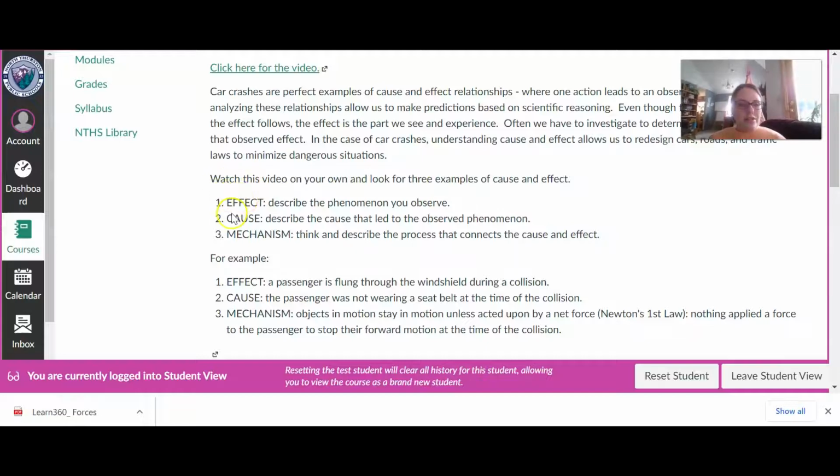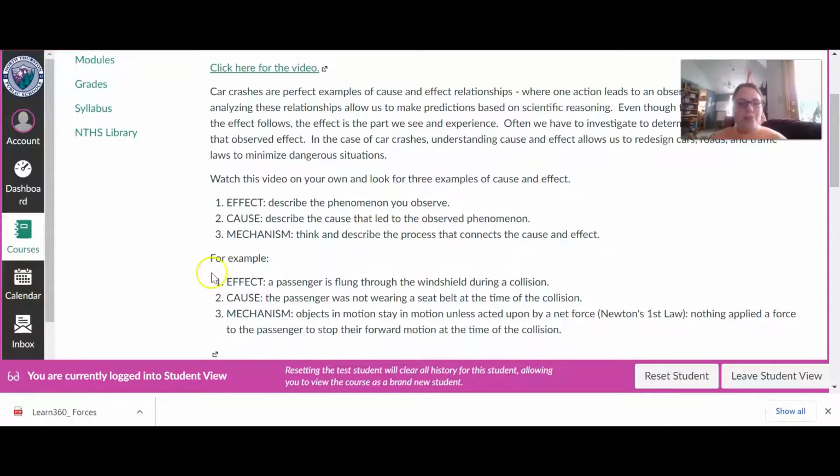So there's this cause and effect sort of cycle that we're going to look through. Step 1, observe an effect. If you see a car crumple up because it ran into a barrier, that's the effect of whatever physics happened. That's the thing you observed. You have to think backwards then to go, wait, what caused that effect? Describe the cause that led to the observed phenomenon. The mechanism, this is a technical term for the process that connects these two things.